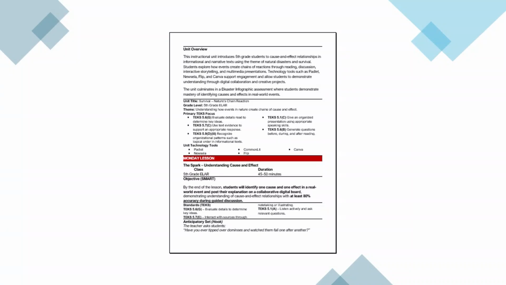This unit eventually will lead to a disaster information assessment at the end, where students demonstrate their understanding by identifying causes and effects in real life events. Basically, students start the week figuring out what the cause of the event is, and by the end of the week, they explain the entire disaster chain like meteorologists.